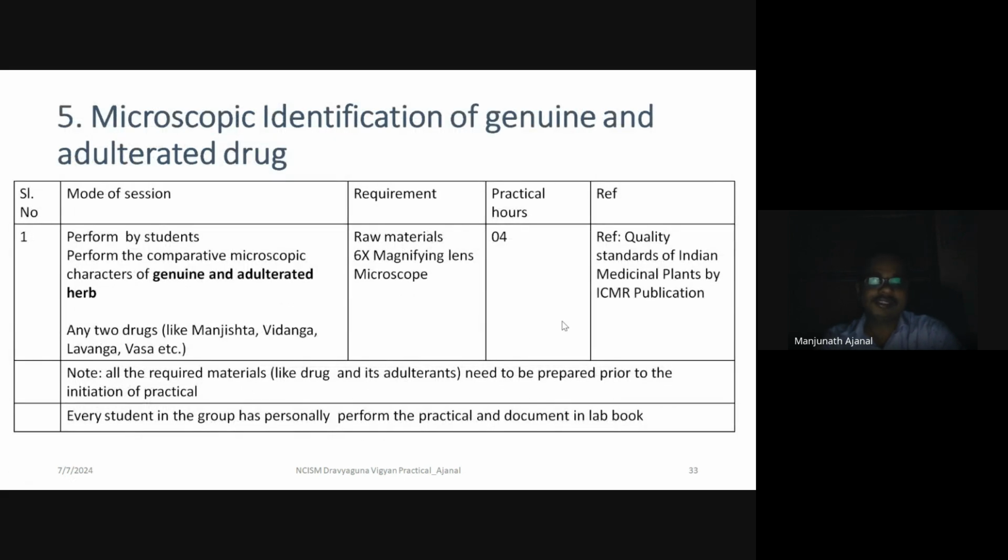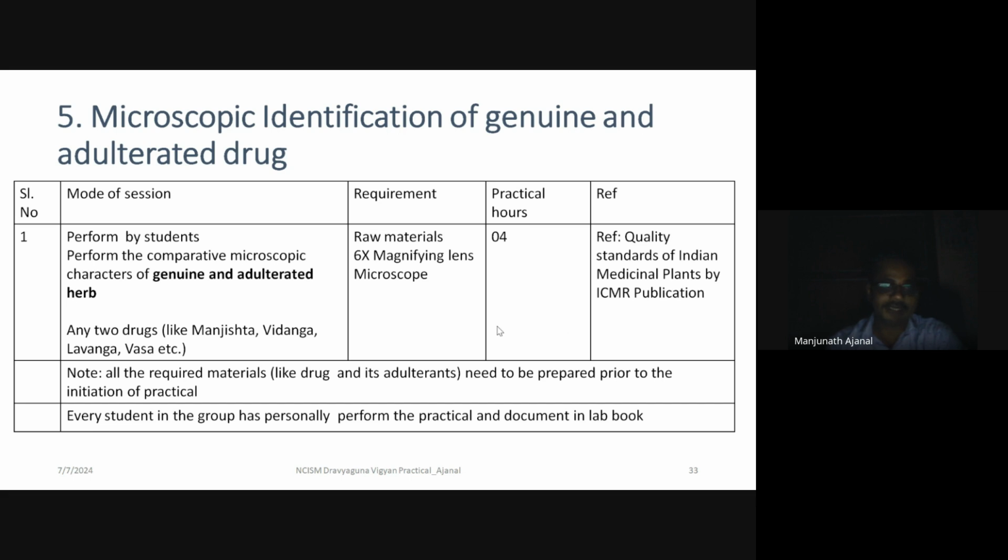And the fifth practical is microscopic identification of genuine and adulterated drugs. Here only two drugs need to be studied. For each of the two drugs, one genuine and one adulterated sample needs to be taken, and both are comparatively examined. This practical is again performed by the student, taking the official part of the genuine and adulterated drug.